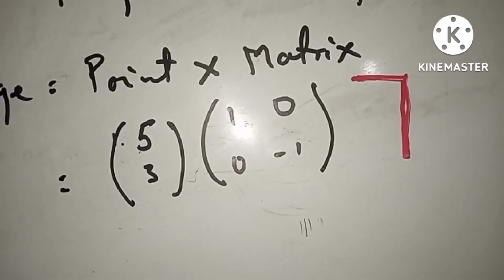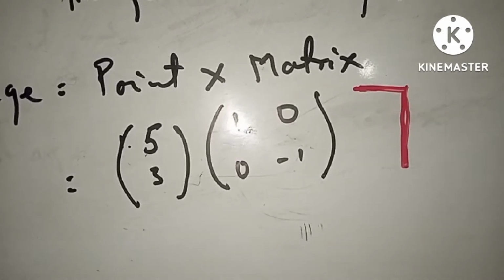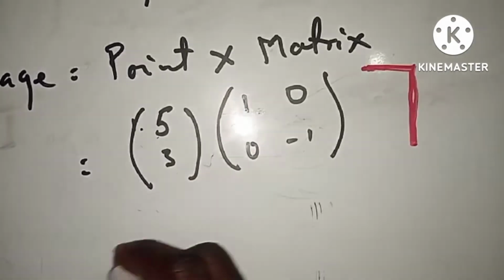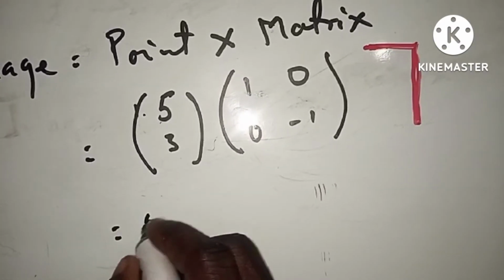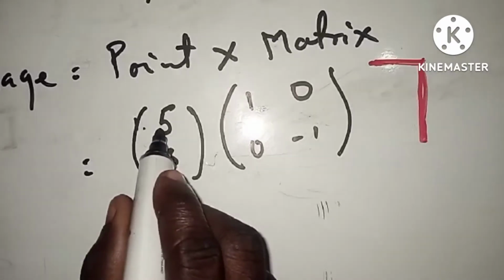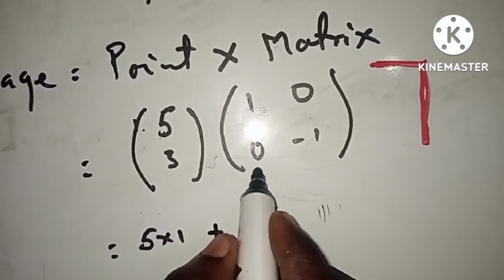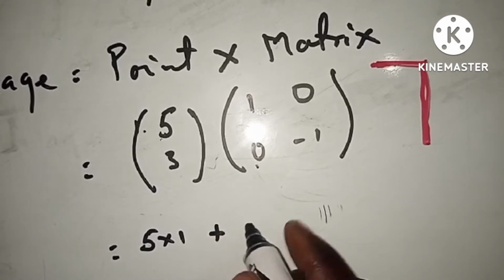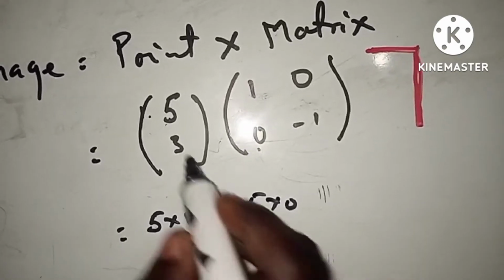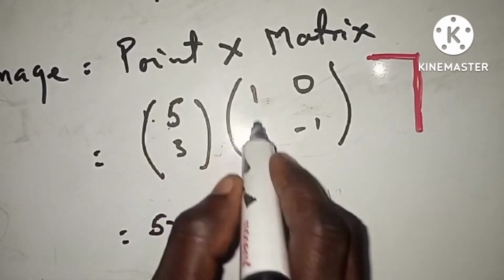Okay, now how do you multiply? What I mean is that this 5 multiplies the 1, so that gives us 5 multiplied by 1, plus 5 multiplied by 0. That should be 0. Is that okay? Have you seen the L shape like this?